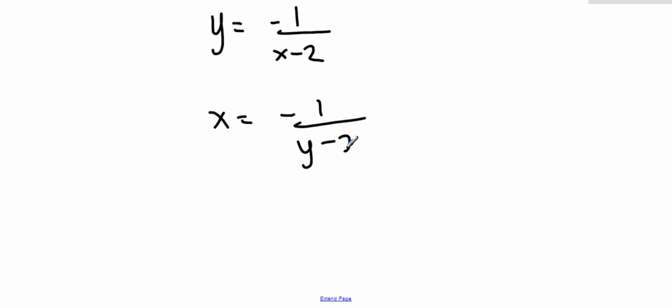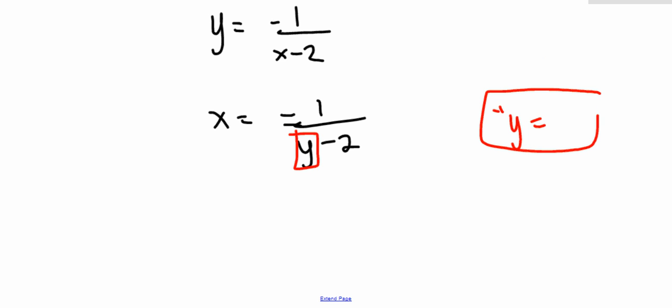And then I do whatever algebra I can to isolate y. So now I need to write this explicitly as a y equals equation. So I switch the positions, and now I'm going to solve for y. The first thing I need to do is get y out of the denominator. So in order to do that, I'm going to multiply both sides. I'm going to cross multiply.